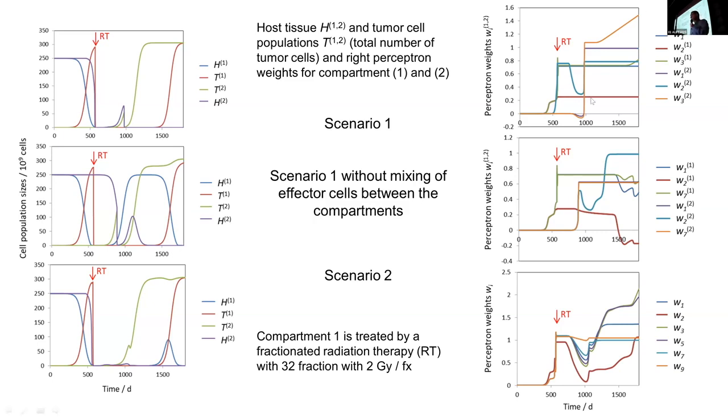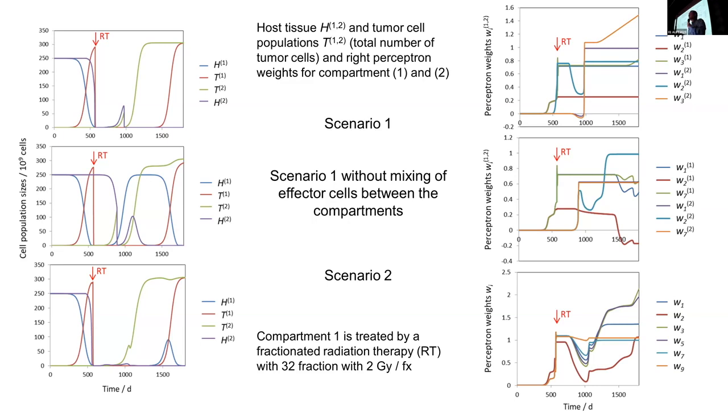You can see that only in the middle scenario, we have these healthy tissue weights which go down to negative values, meaning that here the presence of healthy tissue in the second compartment leads to an immune response suppression. This is not the case in scenario 1, and it's less the case in scenario 2. You can see that the differentiation between tumor tissue and host tissue is smaller than in the uncoupled case.